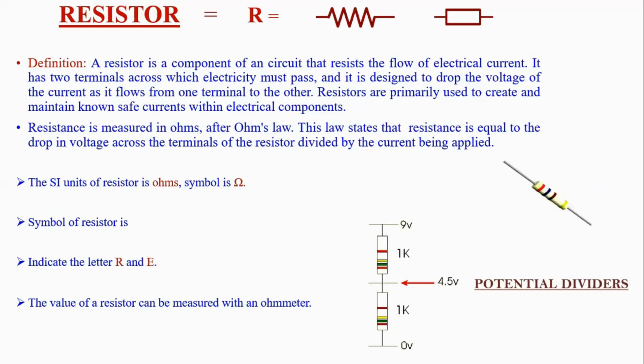The SI unit, as I told you, is ohm. Its symbol is a Greek symbol; we call it omega. The symbol of resistance you have already seen. On the right-hand side, you can see how a resistor looks. There are some colors on it, and you have two resistors connected as a potential divider. We'll go to the next slide.